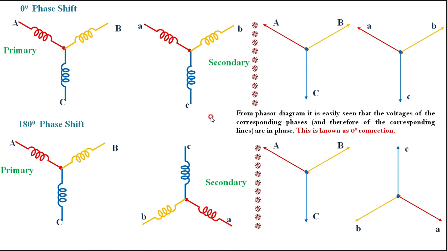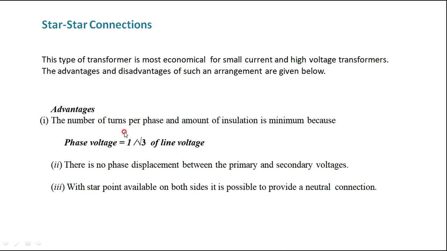Okay, the same thing is explained here. If the winding terminals of the secondary are reversed, a 180 degree connection is obtained. This is what we have shown here. Then some of the other important points regarding star connections were already discussed. This type of transformer is most economical for small current and high voltage transformers.